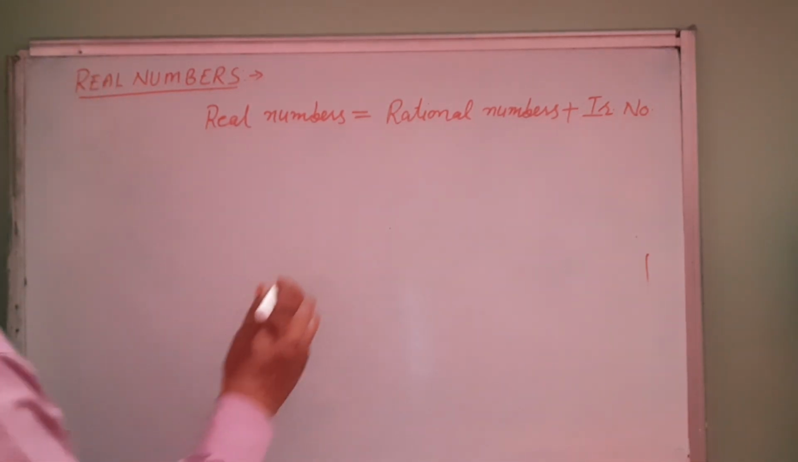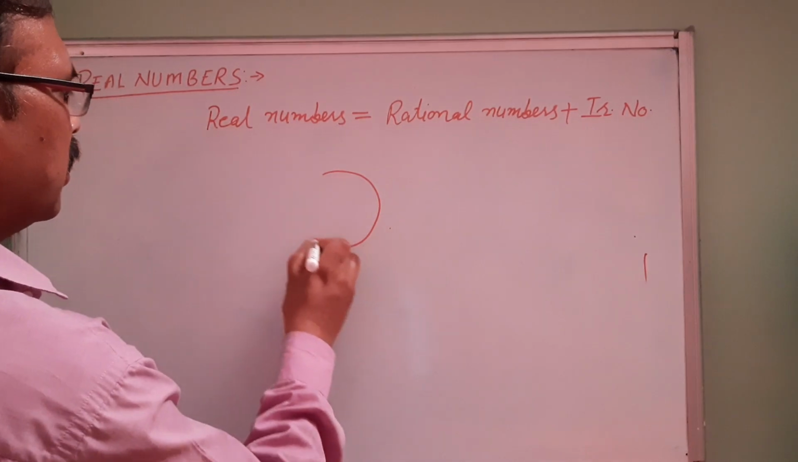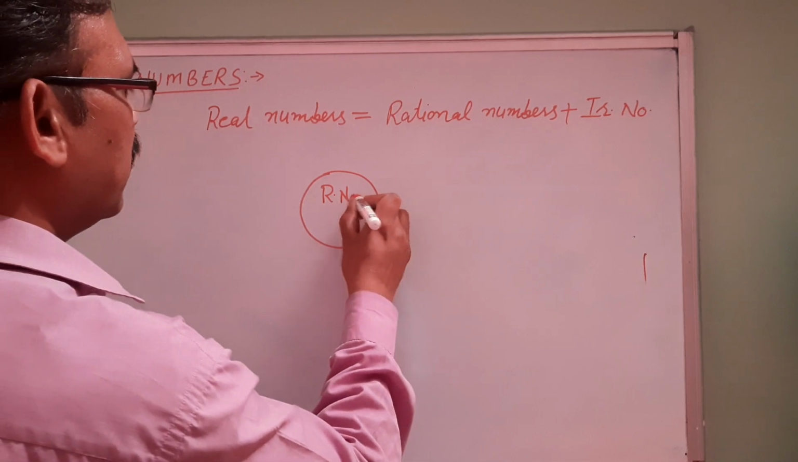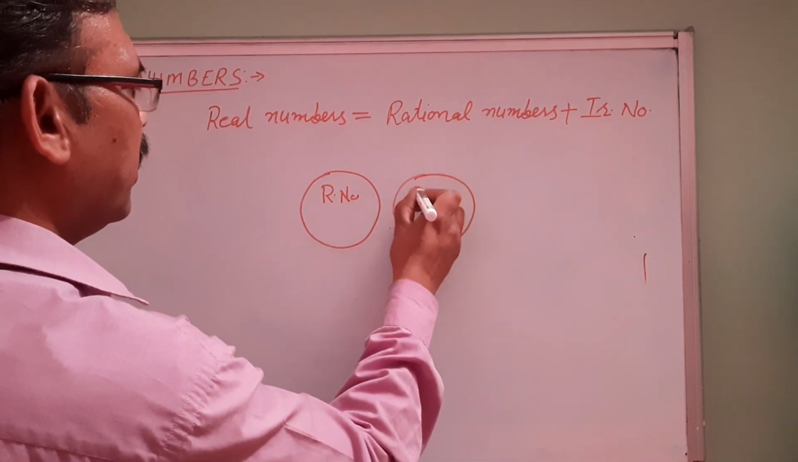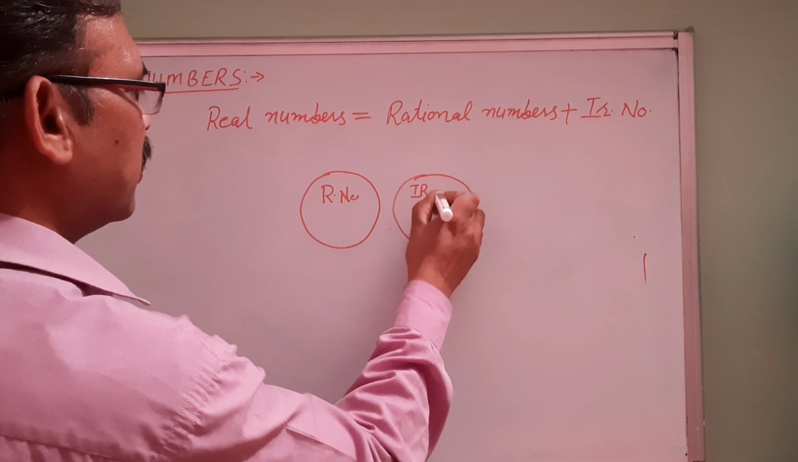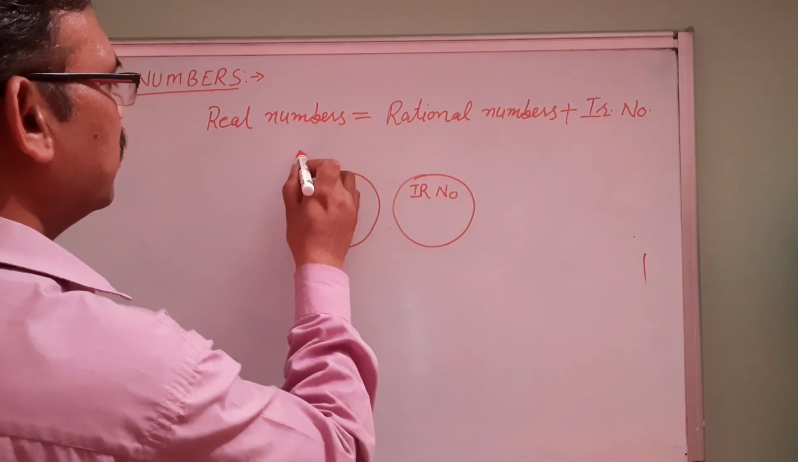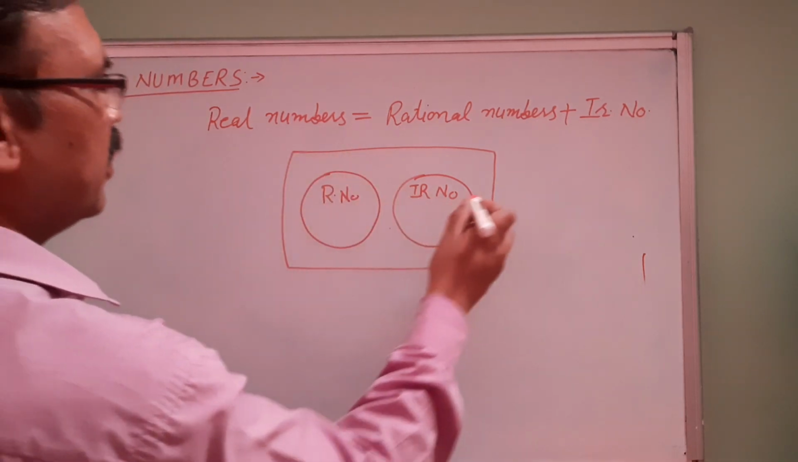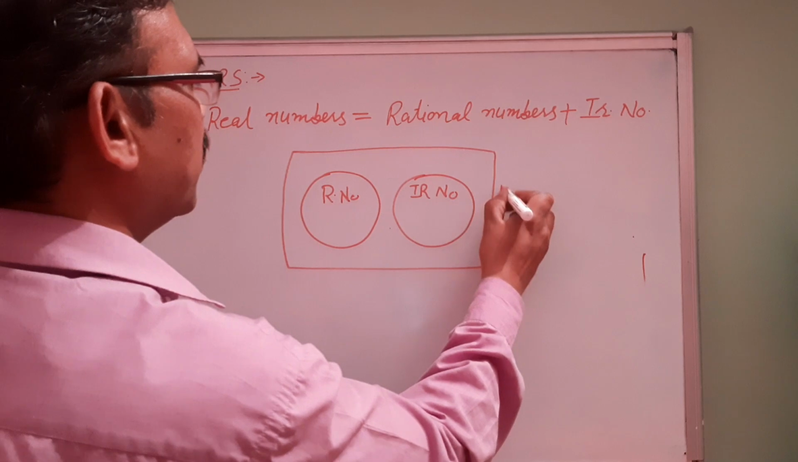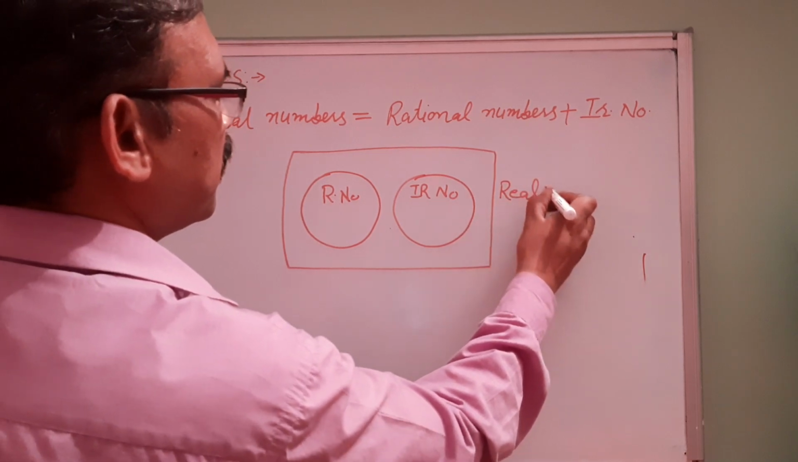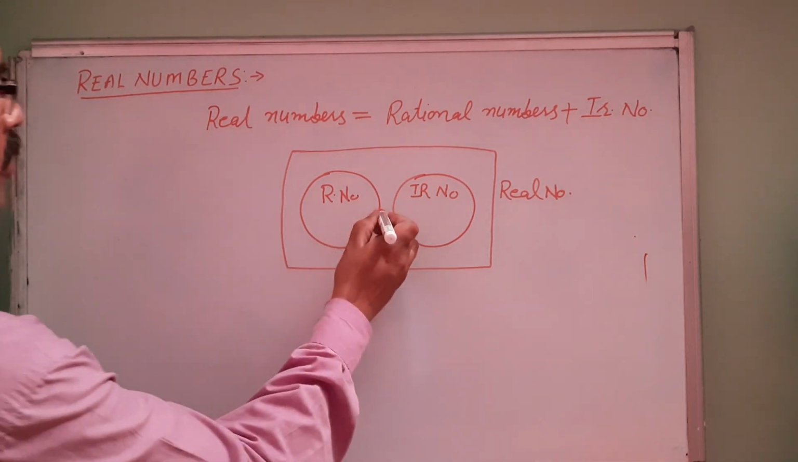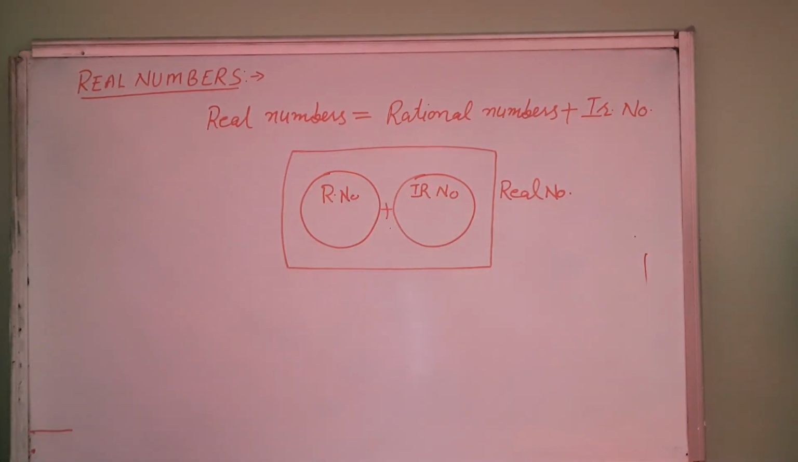Diagrammatically how we will do this? Let us suppose you have here rational numbers and here you have irrational numbers. When you combine these numbers and put them together, then here we get what? Real numbers. So rational numbers plus irrational numbers together are known as real numbers. Very easy to understand and learn.